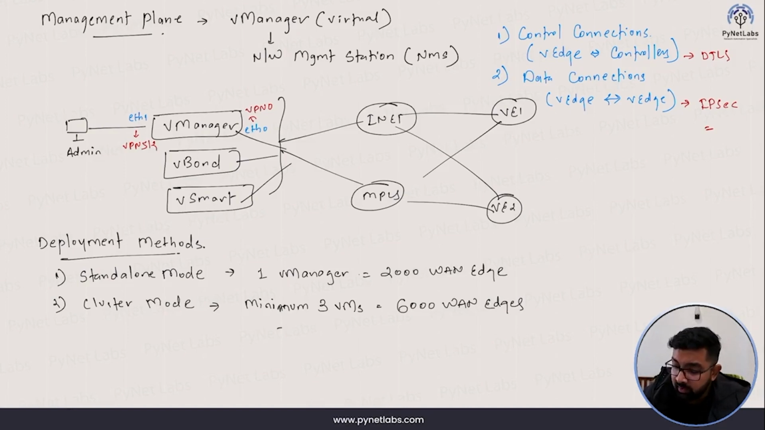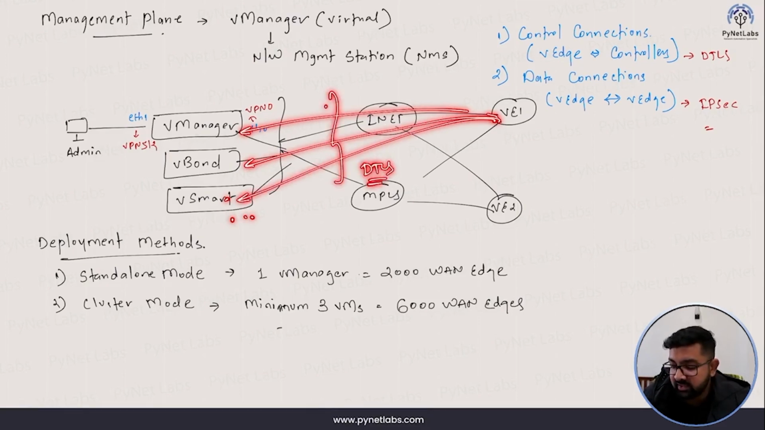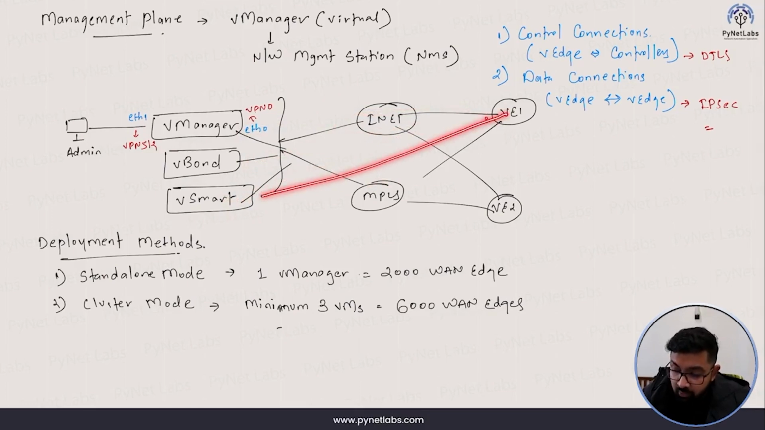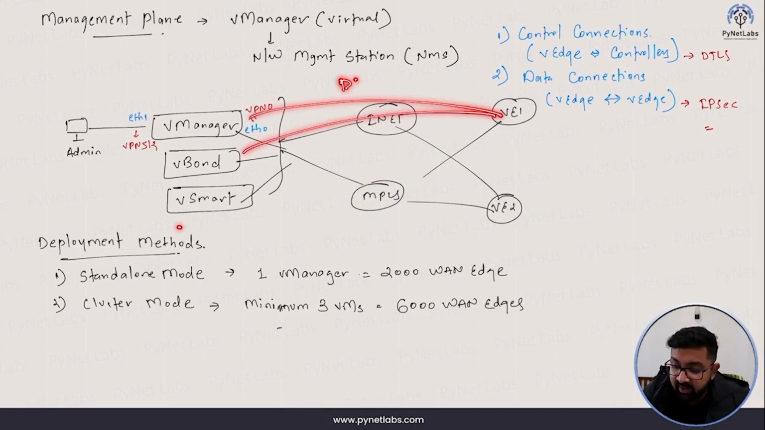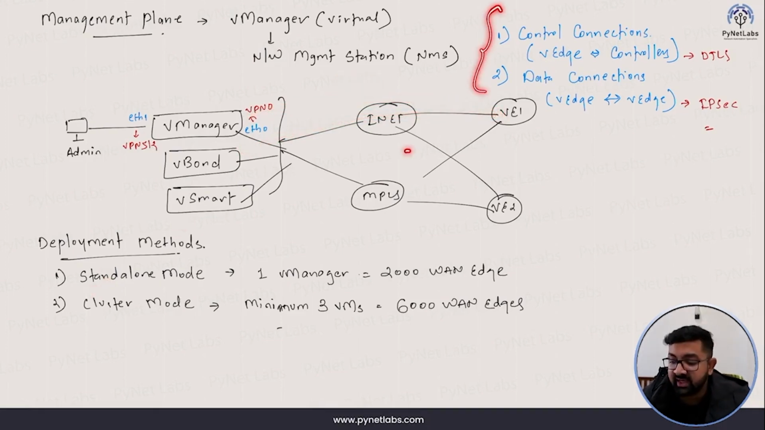So be it the vEdge forming a tunnel with vManager, vBond, or vSmart, all of these mostly are going to be DTLS tunnels. You have an option though, that if you want to form a tunnel only with the vSmart, you can make that particular tunnel DTLS or TLS, which means UDP or TCP. That's the major difference between both of them. But you do not have the choice with the vManager or vBond. These are mandatorily going to be DTLS tunnels. So that's how we segregate connection types. And both of these are overlay. The underlay reachability must be ensured for forming up these tunnels.